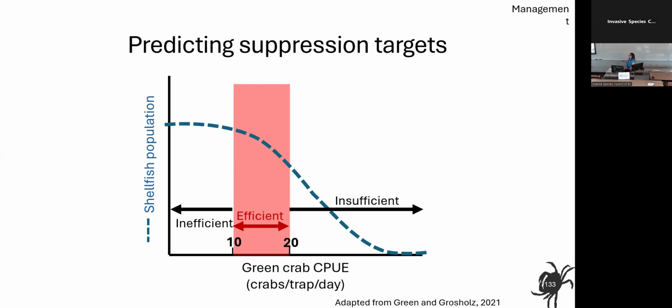If you are trapping below 10 green crabs per trap per day, you can be expending a lot more energy, but you're not seeing that much of an increase in your returns. So let's say if you have 1 boat out versus 2 boats out, and the result is going to be the same between 1 and 2 boats, maybe that resource could be better spent in another area or on a different project. Yeah, good question.